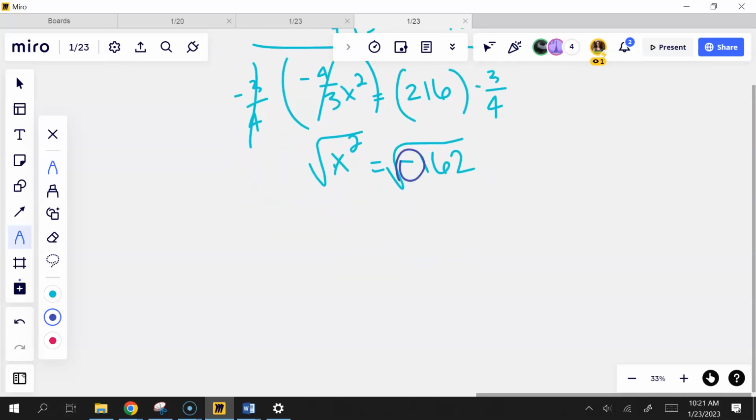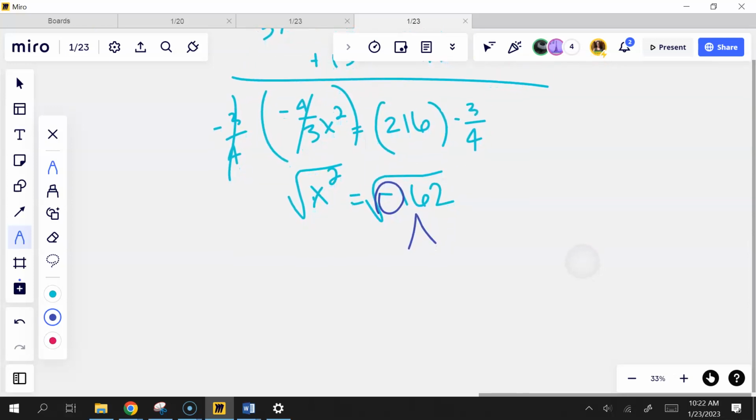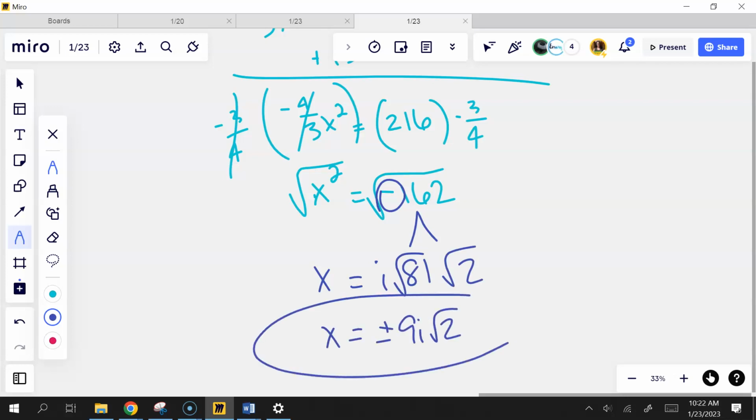This makes me have an i outside, and I'm going to split it up. What's the biggest, you got a question? What I did was the same thing, but I multiplied by 3 on both sides, then divided by 4. That's fine. Yeah, that's fine. What's the biggest perfect square I can take out of 162? 81 and what? And 2. So I get plus or minus 9i root 2.